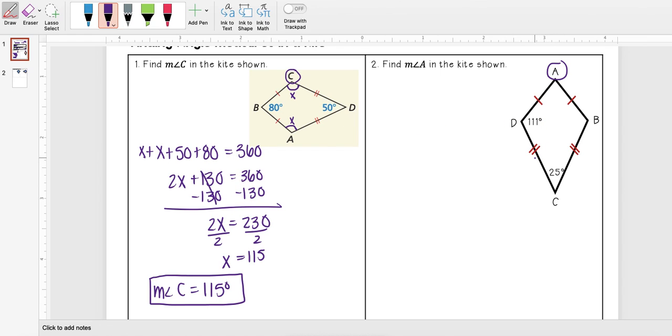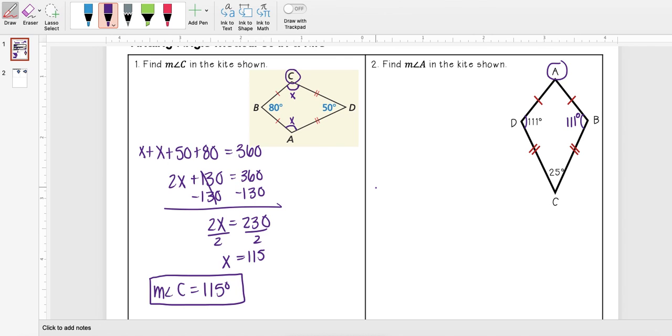So I want to go first to my theorem that I know that one pair of opposite angles are congruent, and it's going to be the ones that are between the two non-congruent sides. So I see that angle D here is between two sides that are not congruent. And so that means angle B is congruent to angle D. So this will also be 111 degrees.